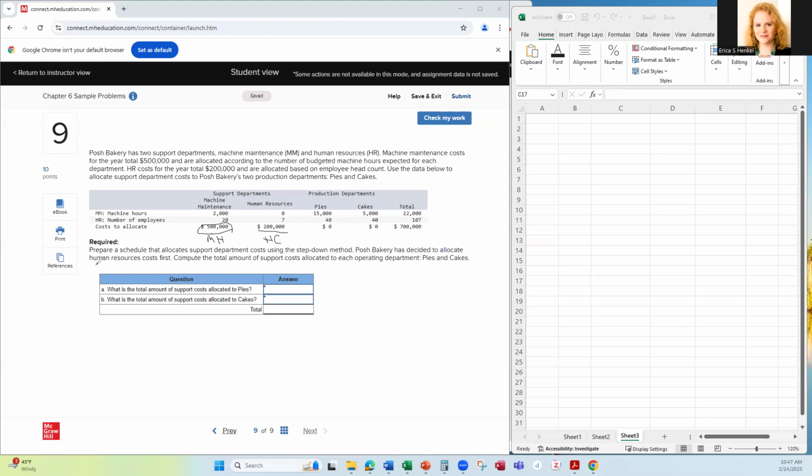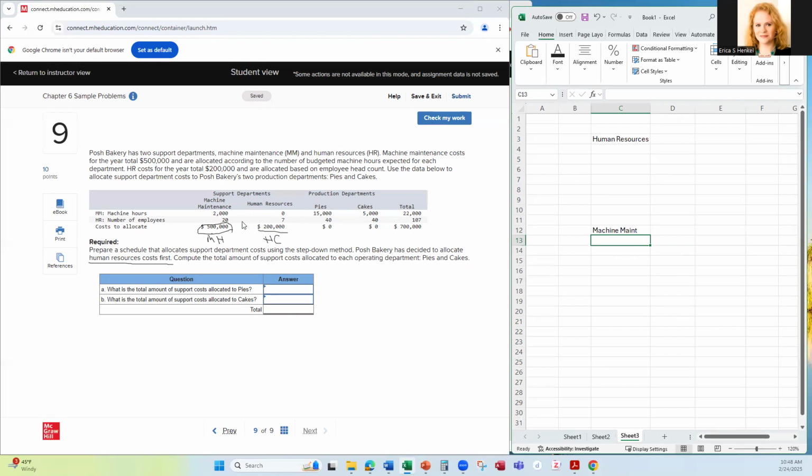So they allocate human resource costs first. So we're going to do that first here. I'm going to put that up here, and I'm going to put the machine maintenance down here. All right. Now for the human resources, right? We're going to be looking at assigning these human resources costs out to all of the other departments. All right. So in order to do this, let's map this out here.